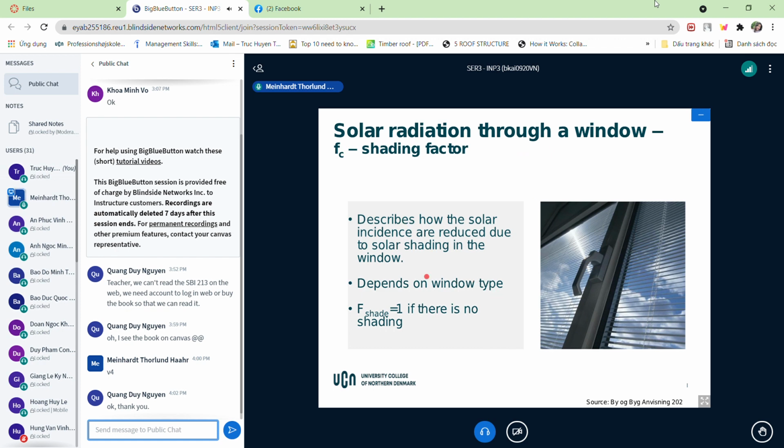The FC factor, as I told you, is the shading factor. It describes how much solar radiation is coming through this solar shading.